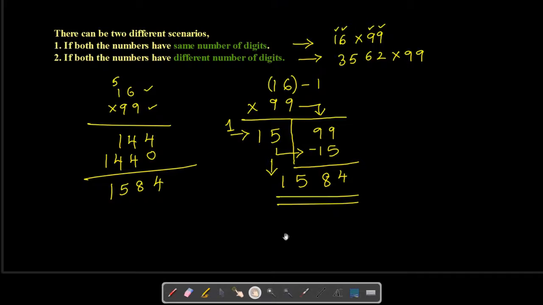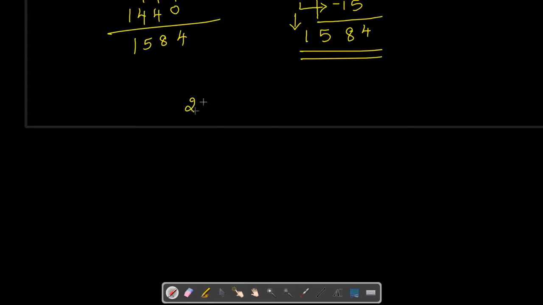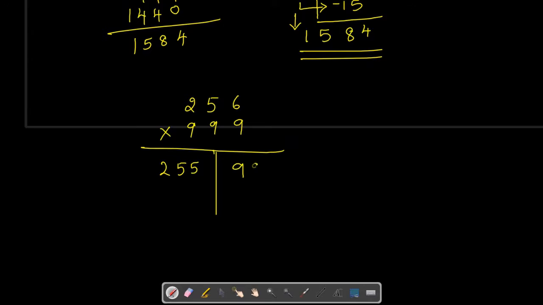Let us take one more example and look at how it works. Let me take 256 multiplied by 999. In the first step, I need to subtract 1 from the first number. Let me make a partition over here. So 256 minus 1 gives me 255. And I take 999 over here, and then I subtract 255 from it.